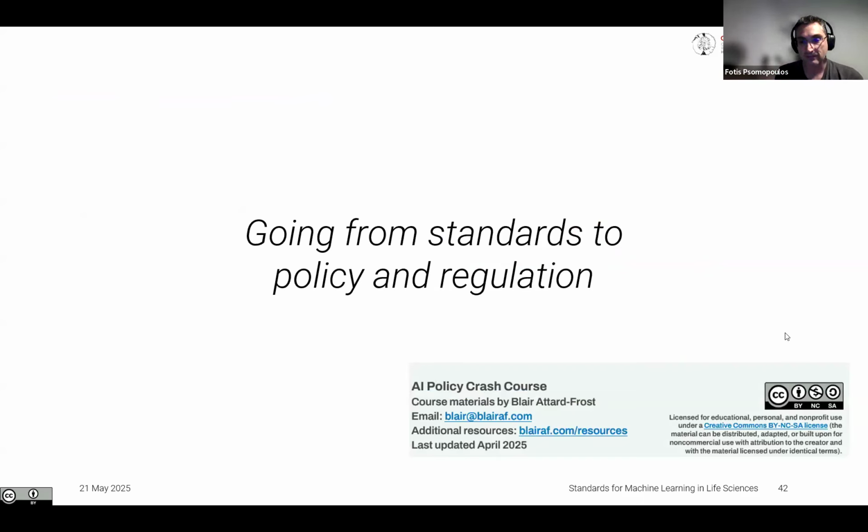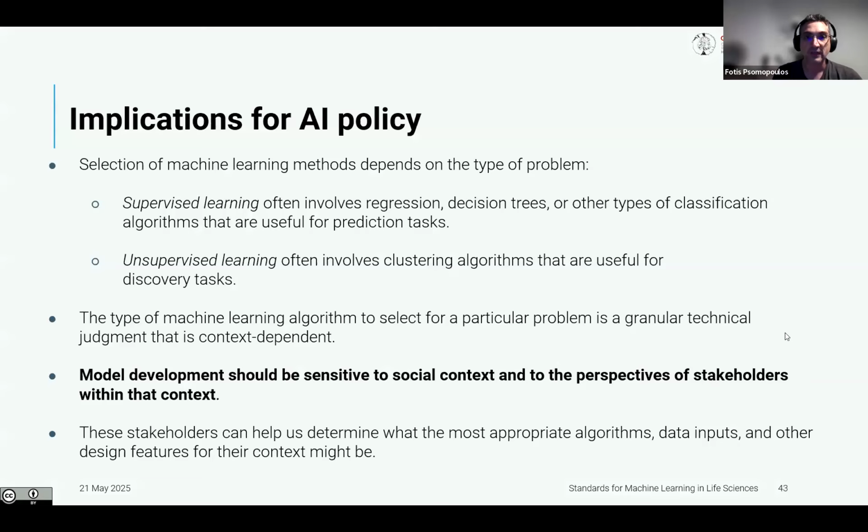By the way, it's not my slides from here onwards. It's based on the AI policy crash course by Blair at Frost, and she did an amazing job putting together a whole list of resources on that, and I definitely recommend going through those. So it is quite important, when you're discussing AI models, to think about what the impact of those things is.